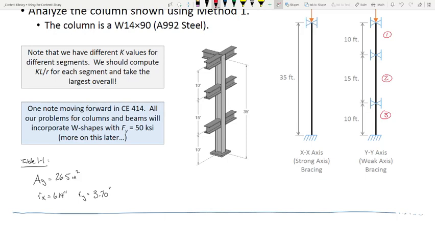So let's start off with the x-axis. This is where we're going to have to go back into the commentary. K values are on page 16.1-570, so if you haven't tabbed that, I would. Let's start off with the x-axis. We have a column that is fixed on the bottom, but pinned on the top. What is the K value for that segment on the x-axis?